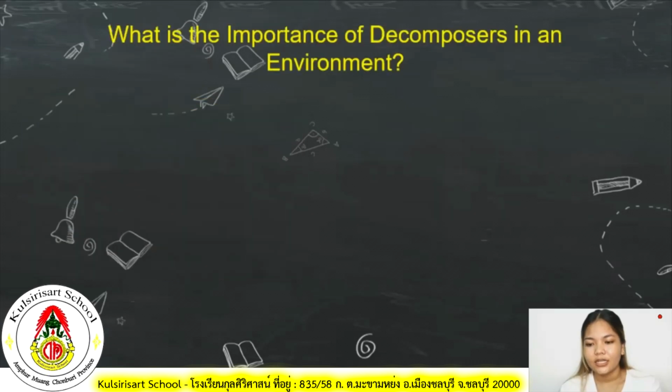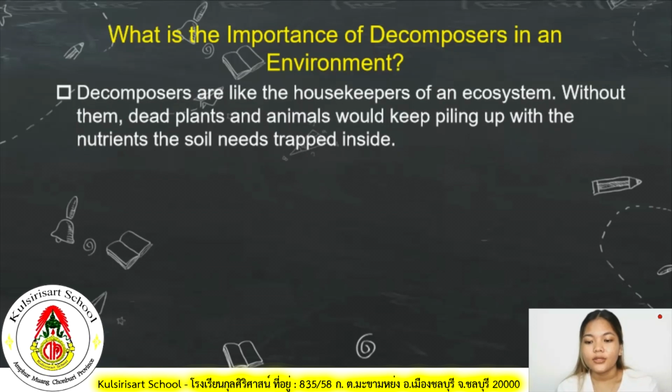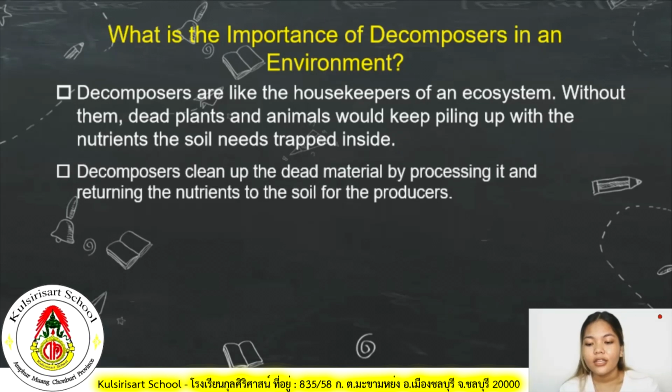Now, let's proceed. What is the importance of decomposers in an environment? So, decomposers are like the housekeepers of an ecosystem. Without them, dead plants and animals would keep piling up with the nutrients the soil needs trapped inside. Now, decomposers are also the ones that clean up the dead material by processing it and returning the nutrients to the soil for the producers. Okay, so these are the different functions of a decomposer.